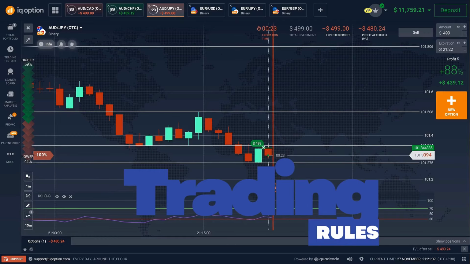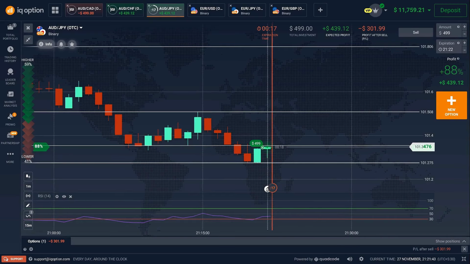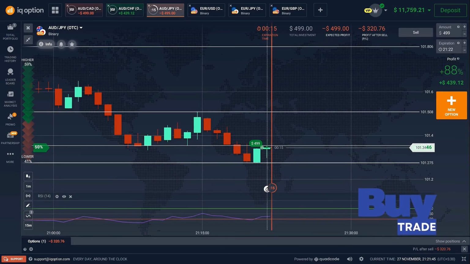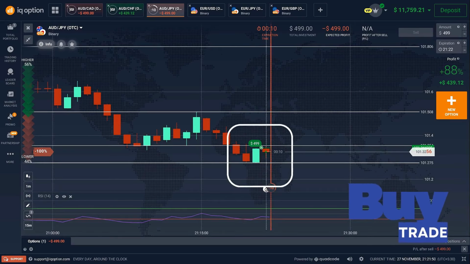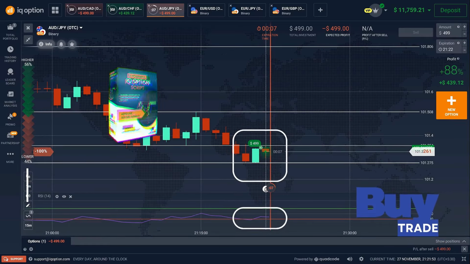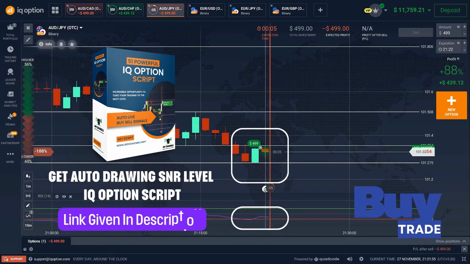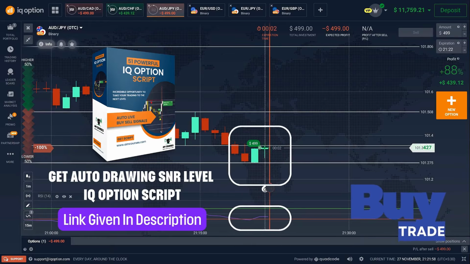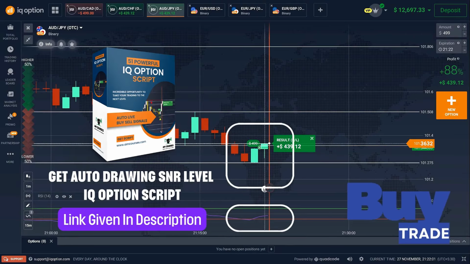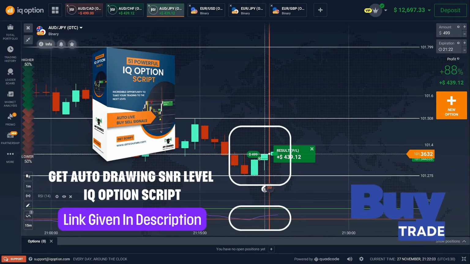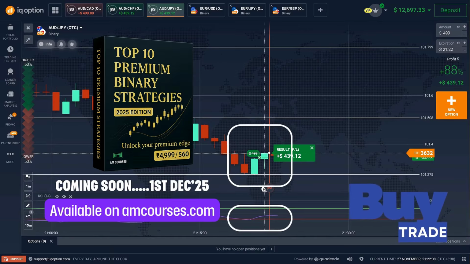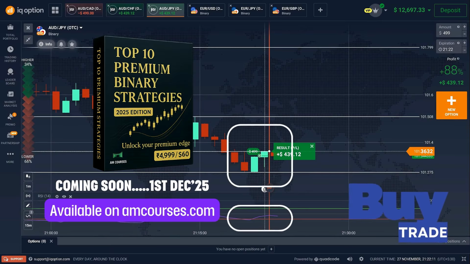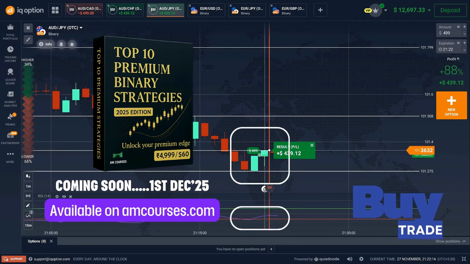Please do not skip this section, because one small mistake in rules can turn a winning strategy into a losing one. Buy trade rules. We will take a buy trade only when all these conditions match. Price must reach a strong support level, not in the middle of the chart. RSI must go below 30, showing oversold condition. A bullish rejection candle must form at support, such as hammer, bullish pin bar, bullish engulfing candle. Enter the buy trade at the exact close of the rejection candle. Set expiry time equals 1 minute. If any one condition is missing, no trade.